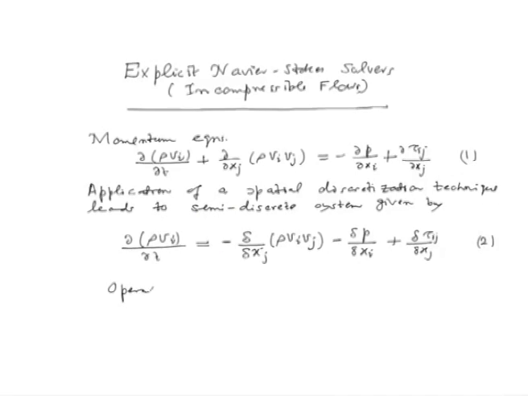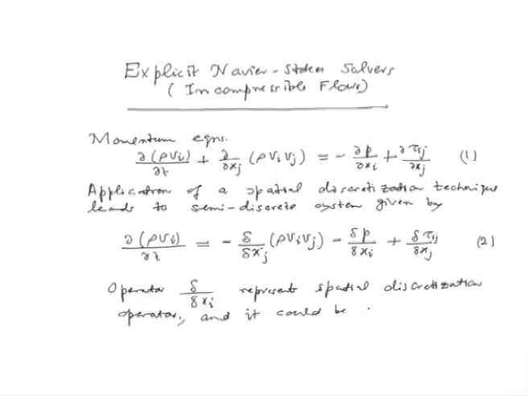Now, here we have introduced this operator δ/δx_i, which represents the spatial discretization operator, and it could be different for each term, that is for the convective, diffusive and pressure term.